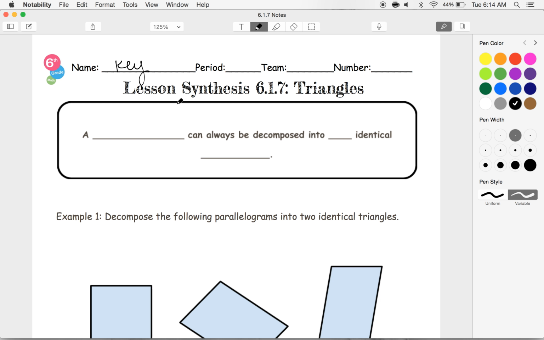Okay, so we're going to start by talking about triangles. And the first thing we're going to say is that a parallelogram can be decomposed, which remember we talked about being broken up, into two identical triangles.